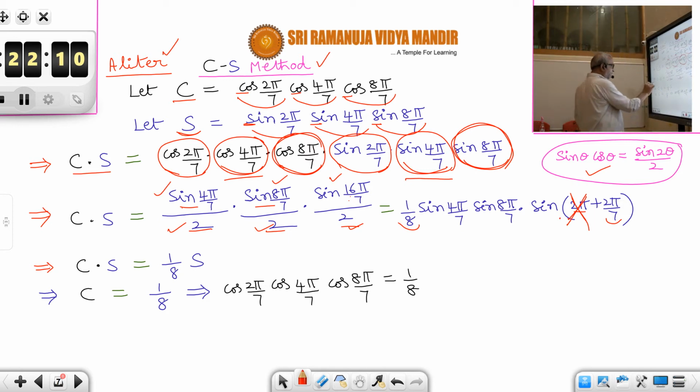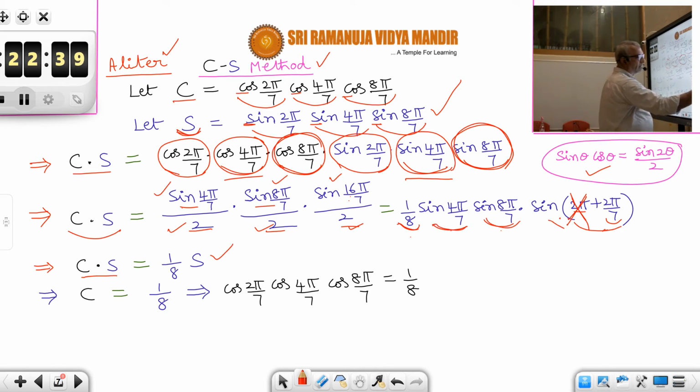So we have proved that C into S is equal to 1 by 8 into sin 4 pi by 7, sin 8 pi by 7 into sin 2 pi by 7. But this remaining product, sin 2 pi by 7 into sin 4 pi by 7 into sin 8 pi by 7, is nothing but S. You can see these three are nothing but S only. Their product is nothing but S. So we have proved that C into S is equal to 1 by 8 into S.